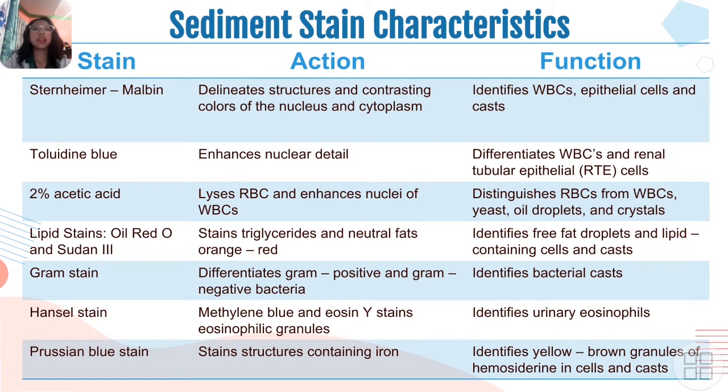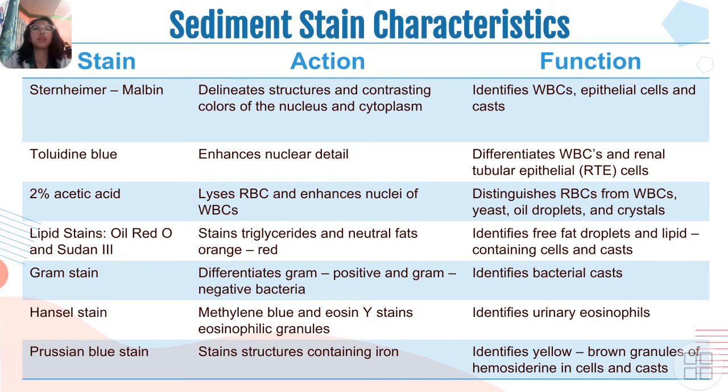2% acetic acid. Action is lysing RBCs and enhancing the nuclei of the WBCs. Function is distinguishing RBCs from WBCs, yeast, oil droplets, and crystals. Lipid stains. There are two kinds of lipid stains used, oil red O and Sudan III. Action is staining triglycerides and neutral fats orange-red. Function is identifying free fat droplets and lipid-containing cells and casts.